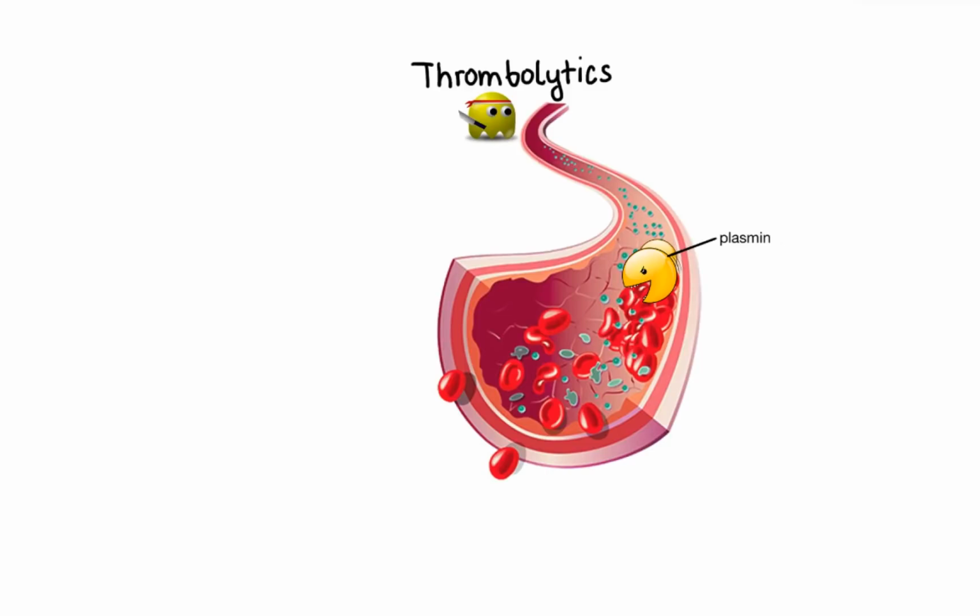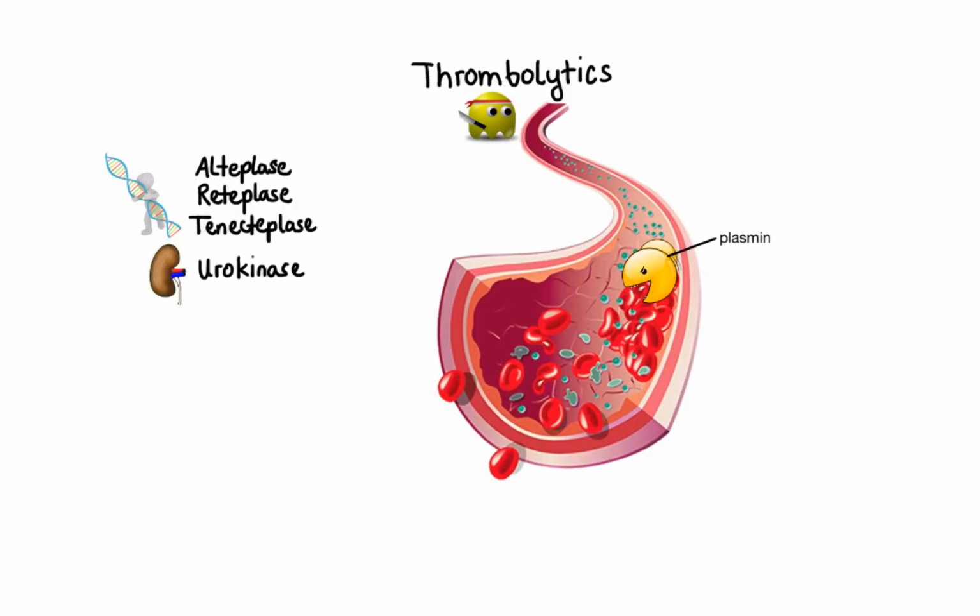Examples of thrombolytics include alteplase, reteplase, and tenecteplase, which are produced by recombinant DNA technology to mimic our naturally occurring tissue plasminogen activator. Another example is an agent called urokinase, which is a naturally occurring thrombolytic produced from cultured human kidney cells. And lastly, we have an agent called streptokinase, which is derived from streptococcal bacteria.